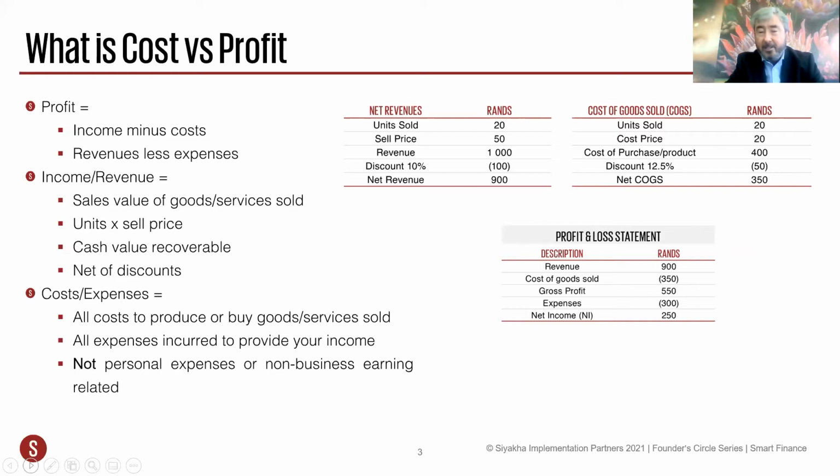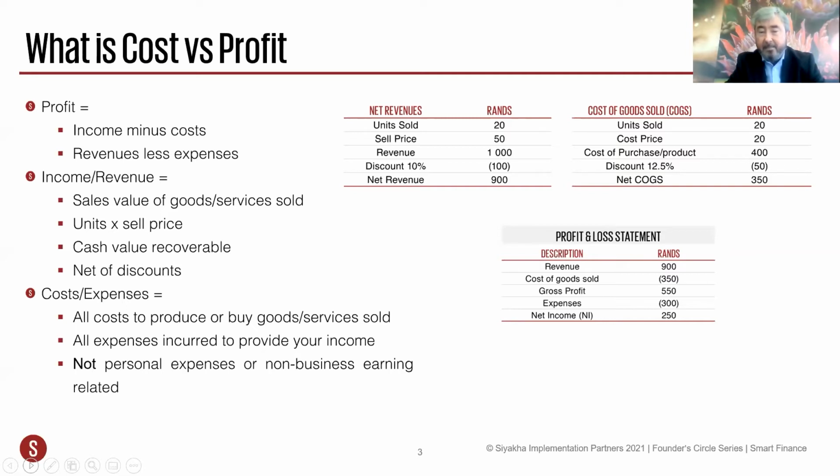So again, if we just look at the little example that I've put there for you, the cost of goods sold, the way we measure that would be the unit that you've sold times the cost price would give you the cost of purchases or products sold. And if your supplier gave you a discount, for example, then you would have a net cost of goods sold.